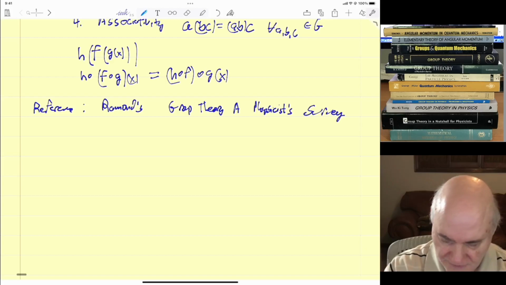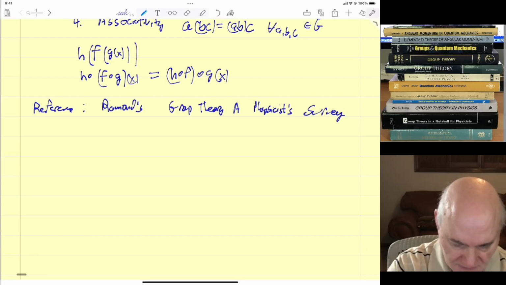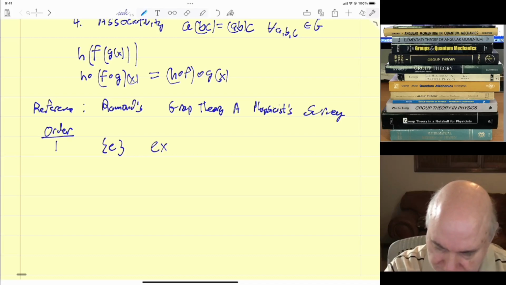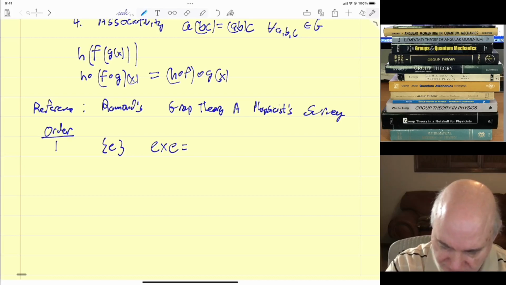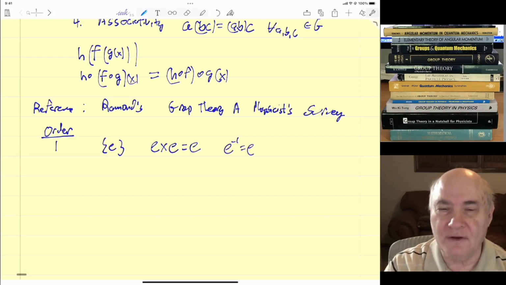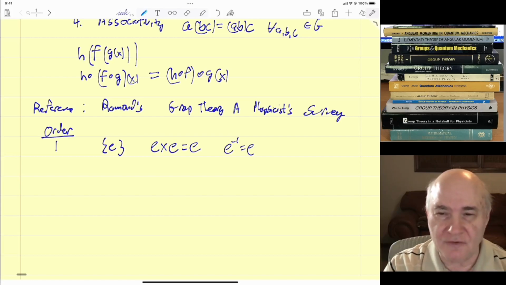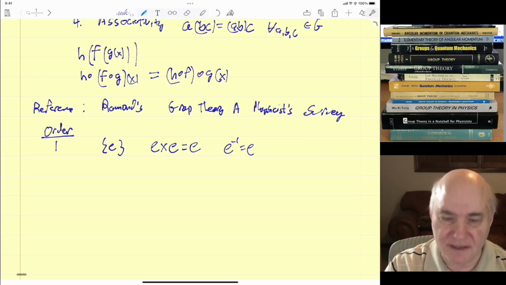So let's start with groups of order 1. Ramon doesn't even include this group, but technically it's a group, just consisting of the identity element. Let's just say E times E equals E, E inverse equals E, everything is just E. So this is a trivial group, and the reason Ramon doesn't discuss it is because it doesn't do anything. If you try to use this for symmetry transformations, there's no symmetry. It's just the identity element.